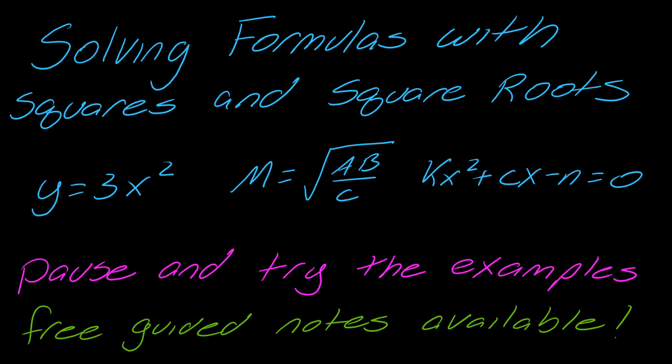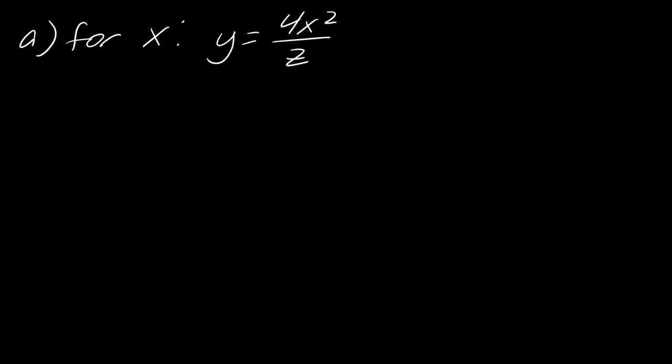So in this video, we're going to talk about how to solve formulas that have either squares or square roots. So we'll talk about things that have squares like this, or if they have a square root. Whenever you're asked to solve a formula, usually you're given more variables than a typical equation, and I think a lot of times a different context. So in this case, it says to solve for x. So I have y equals 4x squared over z.